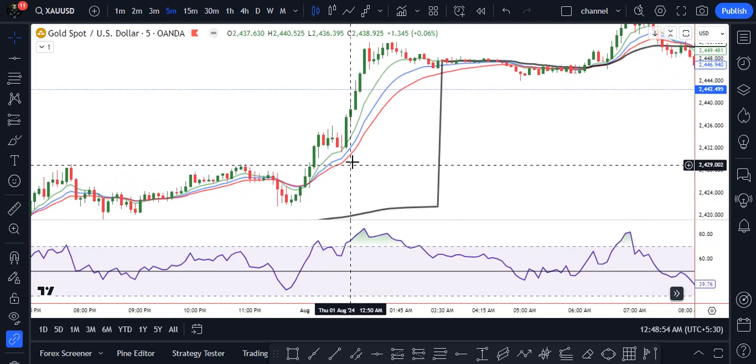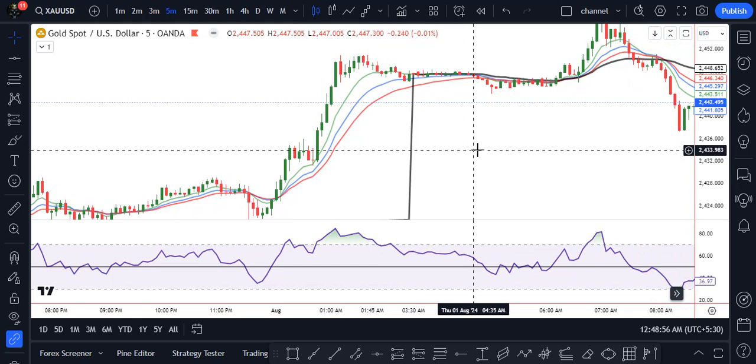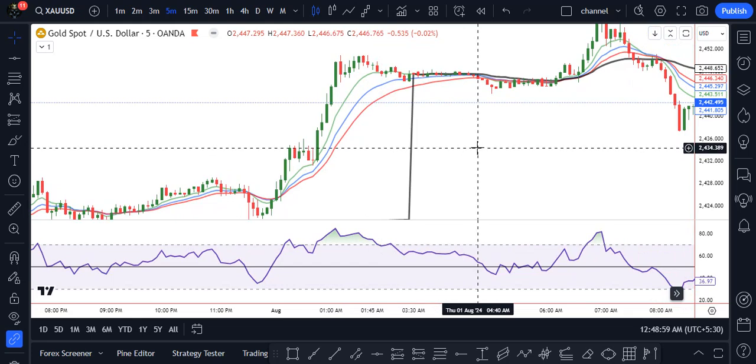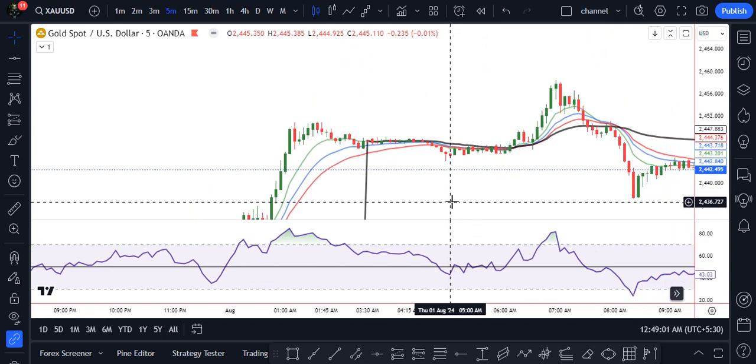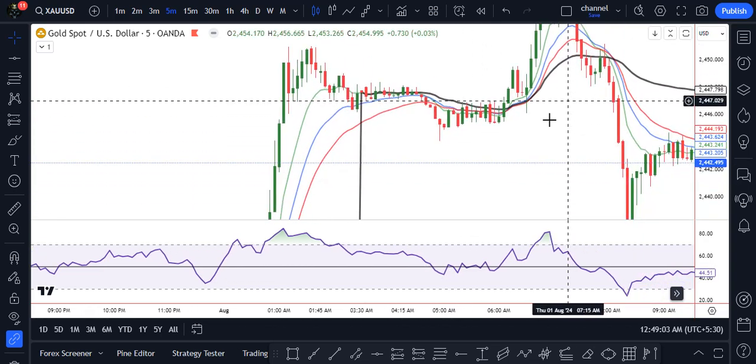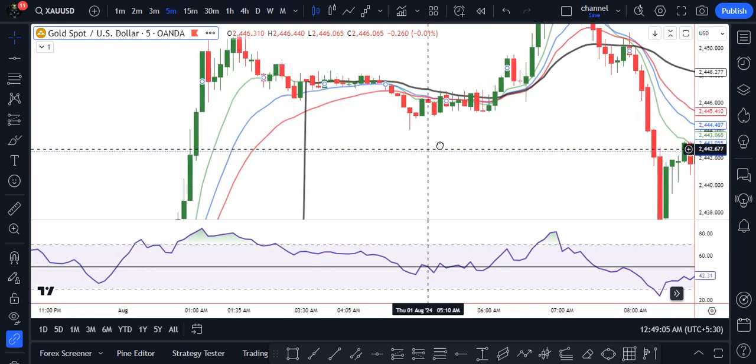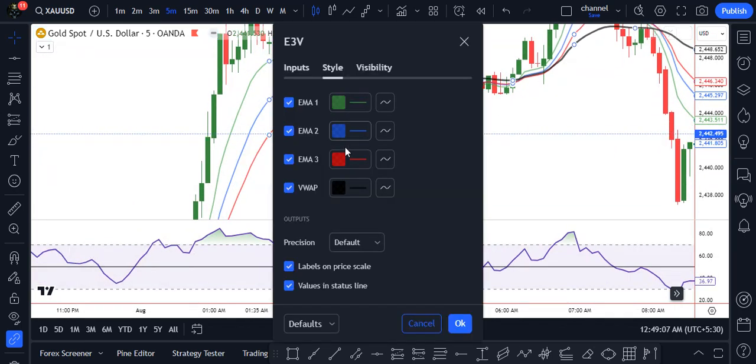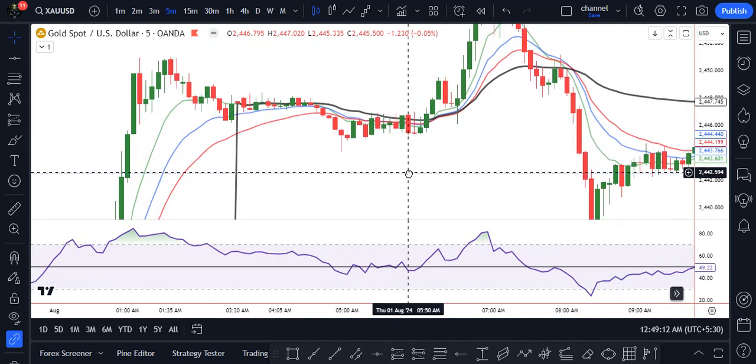So this would have been a nice 1 is to 2 or 1 is to 1.5 trade. However, I would still advise you to take 1 is to 2 or 1 is to 1.5, not more than that. It will help you maintain your discipline. And the VWAP line is in black, guys. The VWAP line is in black, so do not get confused.